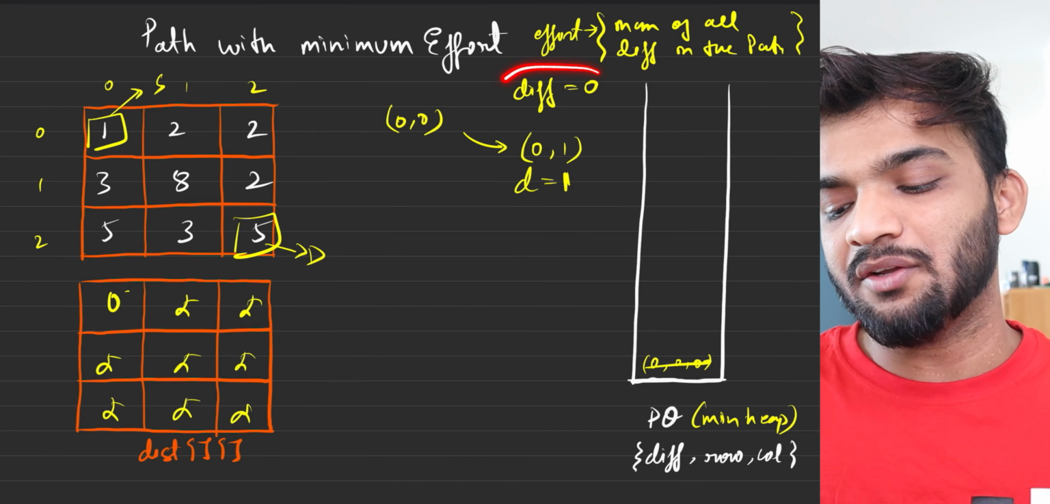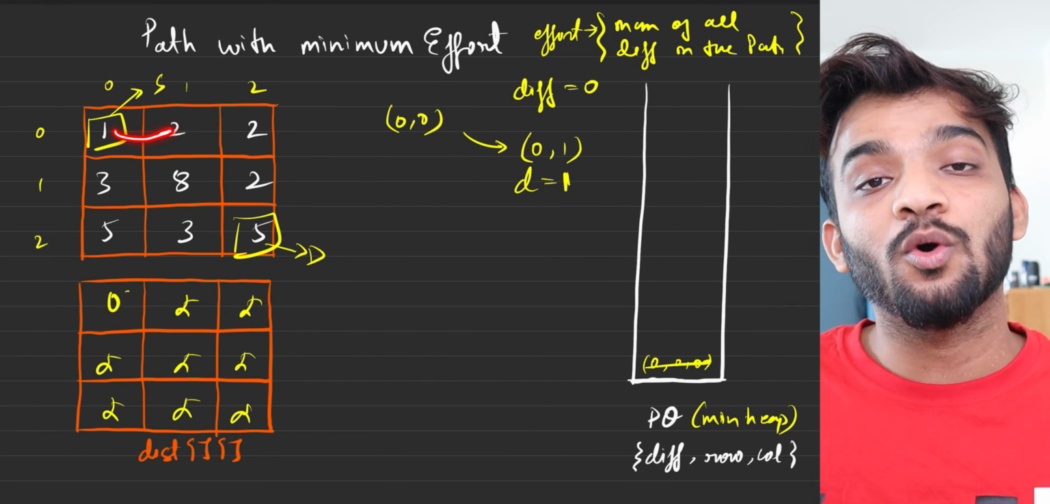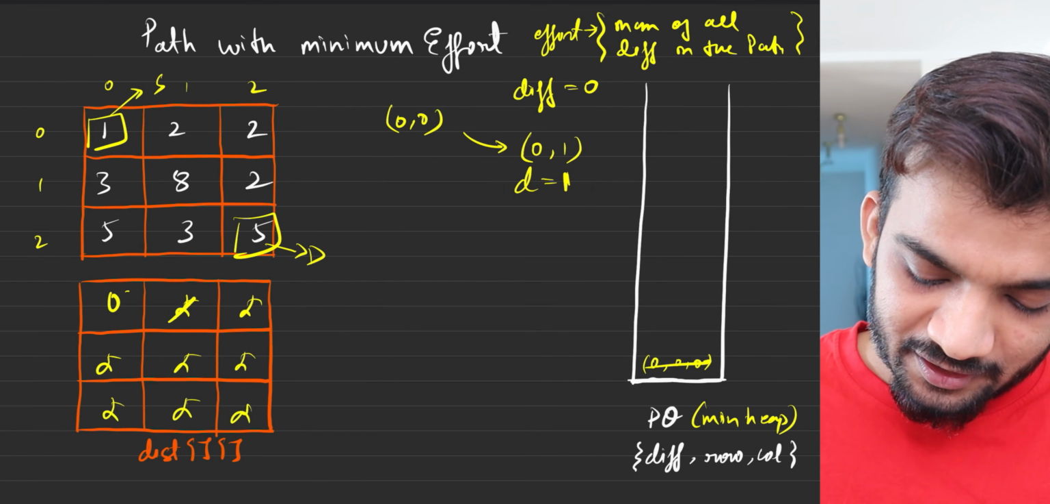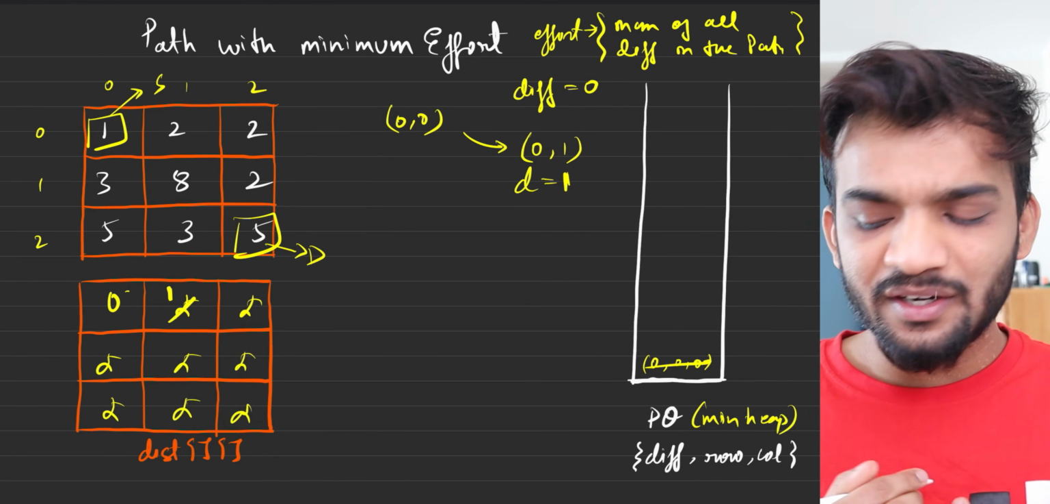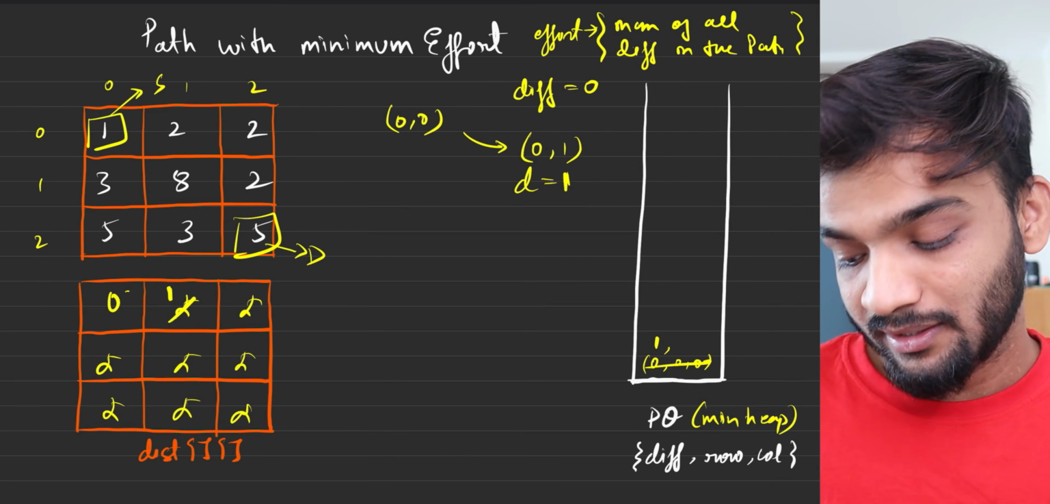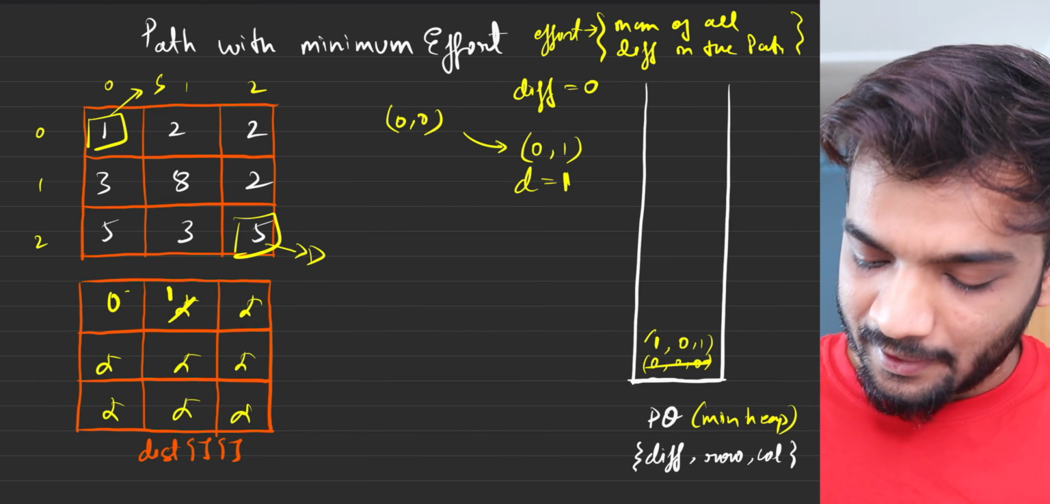So previously I took a difference of 0. Now I'm taking a difference of 1. So if I follow this path, what will be the effort? Yes, 1. So I know the effort is 1, which is lesser than infinity. So I take difference of 1 and I say this is the effort that I will take in, and I'll put in something like 1 comma 0 comma 1 into the priority queue.